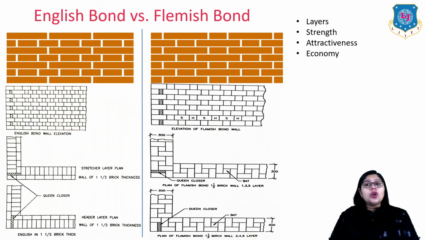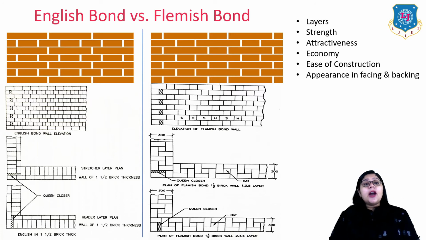When I talk about the economy, English bond is cheaper because Flemish bond requires skilled persons. When I talk about ease of construction, again English bond is easy to construct because it doesn't require any skilled person or technique.